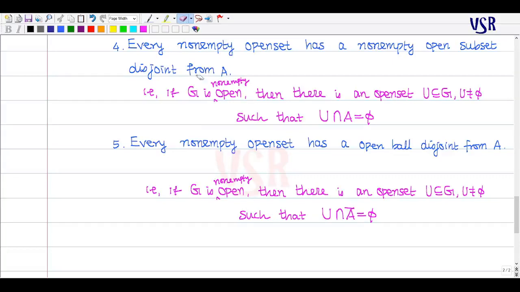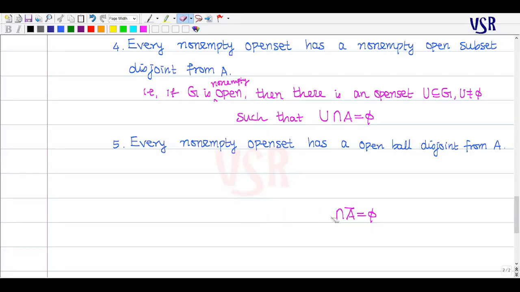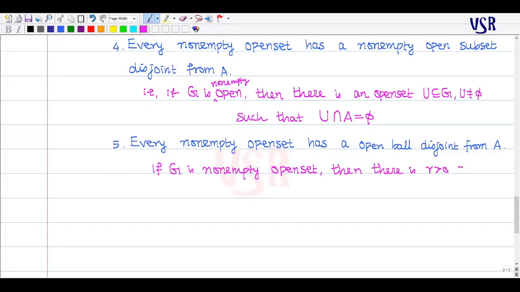அப்ப இதுக்கு என்ன அர்த்தம் அப்படின்னா, what is the meaning of this, that is if G is a non-empty open set, then there is R positive such that the ball with the center X radius R is contained in G for some X belongs to G such that this ball with the center X radius R intersection with capital A is equal to empty. So these are the 5 points we are going to prove today.